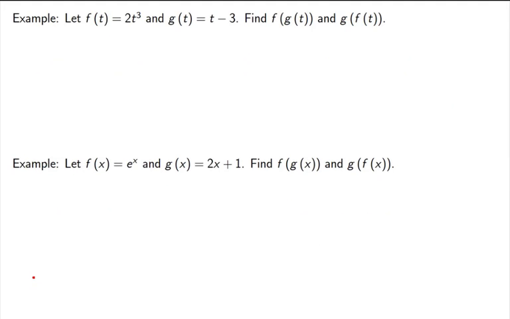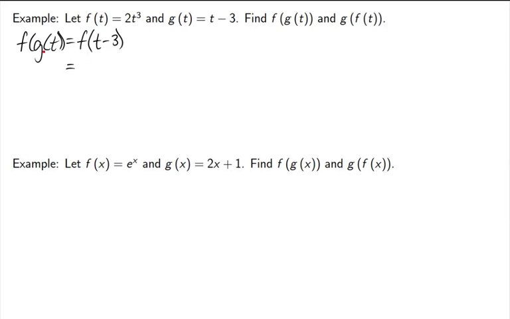So let's take a look at a couple of other examples. So we've got f of t equals 2t cubed, and g of t equals t minus 3. And what we want to do is determine what these two composite functions, f of g of t and g of f of t, will look like. So, f of g of t. When we do these problems, we're always going to work from the inside out. So, at the inside, I've got t minus 3.